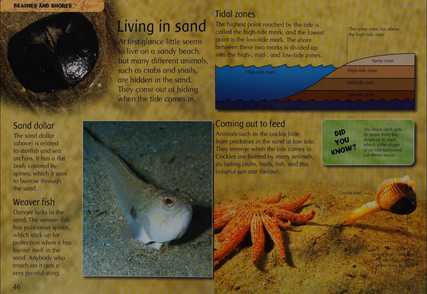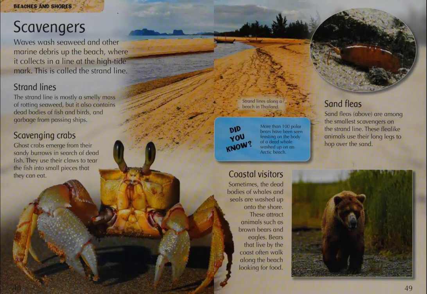Coming out to feed. Animals such as the cockle hide from predators in the sand at low tide. They emerge when the tide comes in. Cockles are hunted by many animals, including crabs, birds, fish, and this colorful sun star, below. Cockle foot. The cockle can escape from predators by squirting a jet of water from its shell. Did you know? The razor shell gets its name from the shape of its shell, which is the shape of an old-fashioned cutthroat razor.